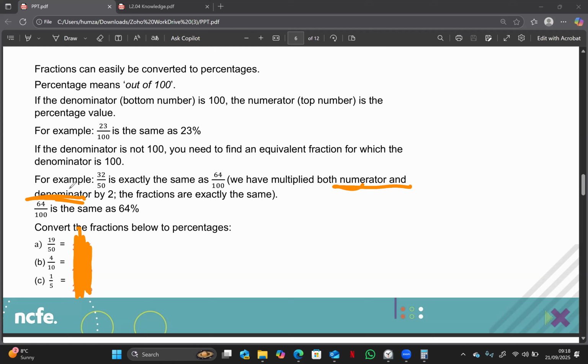Question A is 19 divided by 50. No, we want to convert into a percentage, not a decimal. So this is a bit different to what we would do. So if you read the above, do you want me to help you on this one? Yes, please. Okay, so if you read the above, if the bottom is not 100, we need to make the bottom 100. So how do we make 50 go to 100? How can we do that?